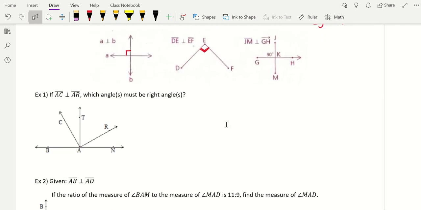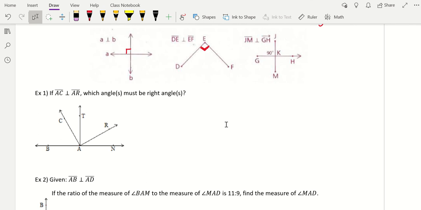On to example 1. I think you can do this one on your own, so pause the video now and try example 1 on your own.